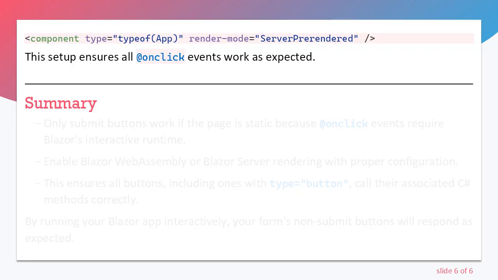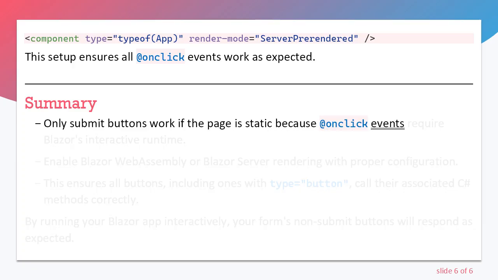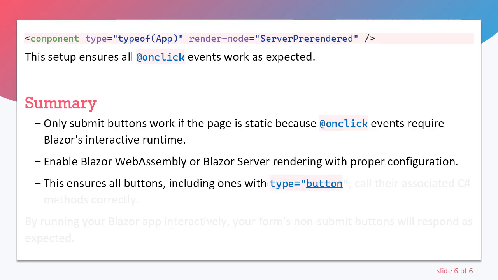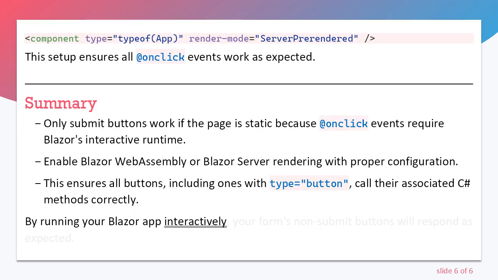Summary. Only submit buttons work if the page is static because on-click events require Blazor's interactive runtime. Enable Blazor WebAssembly or Blazor Server rendering with proper configuration. This ensures all buttons, including ones with type=button, call their associated C# methods correctly. By running your Blazor app interactively, your form's non-submit buttons will respond as expected.